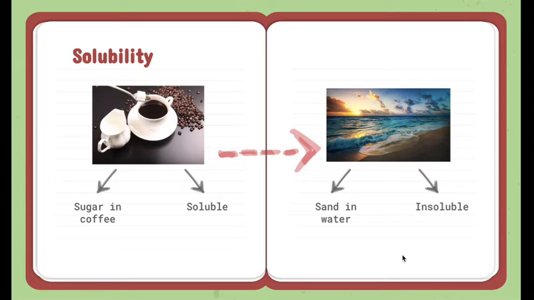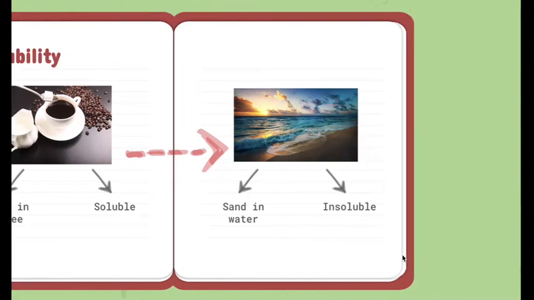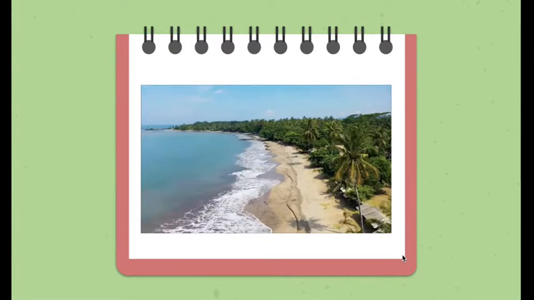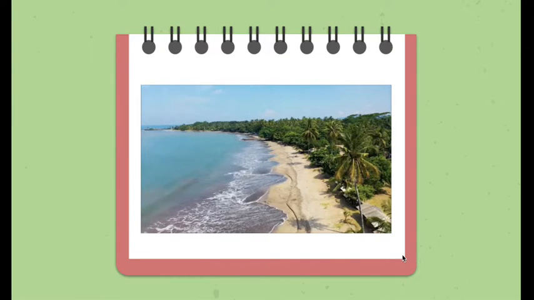You know that the sugar is going to dissolve, and the sugar is the solute, and the coffee is doing the dissolving, so it is the solvent. Something that would be insoluble is sand. Sand does not dissolve in water. If sand didn't have this property of being insoluble, we would not have our beautiful beaches anymore, which would be very upsetting.